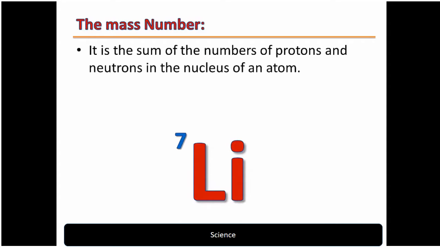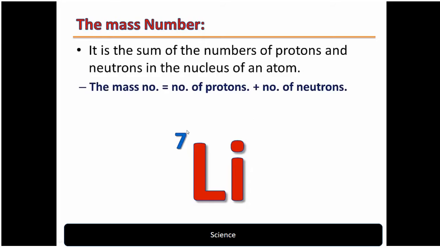Mass number. We will write a small number in the upper left corner of the symbol. This number will be called mass number. What's meant by mass number? It is the sum of the numbers of protons and neutrons in the nucleus of an atom.